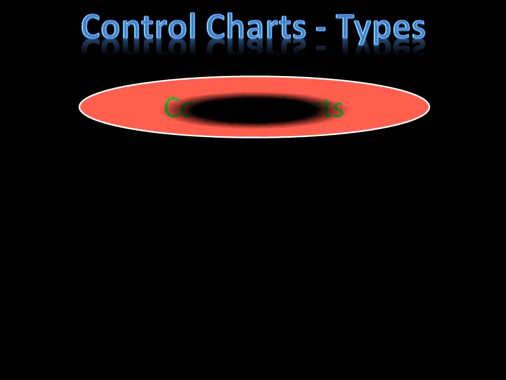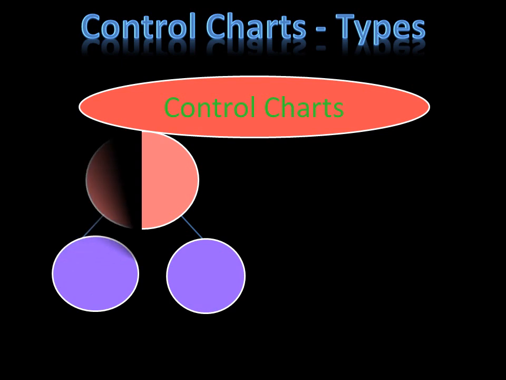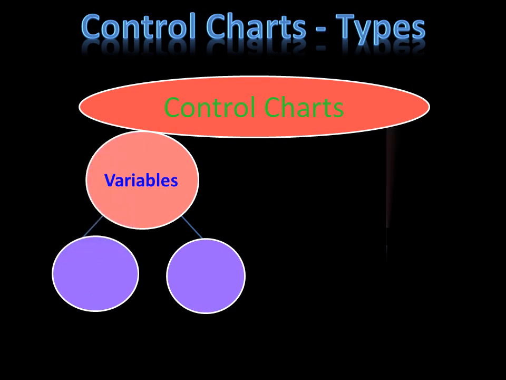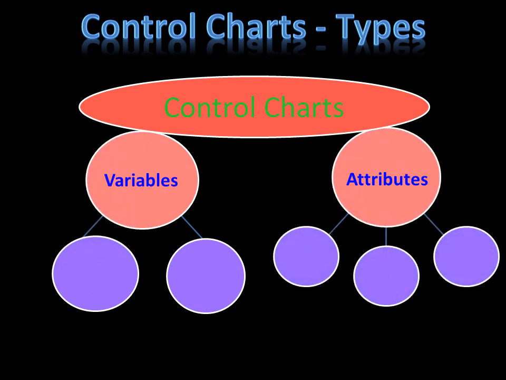Generally, there are two types of control charts. One is control charts based on variables and the other is control charts based on attributes. Further, we can use mean chart and range chart to draw control charts based on variables, and can use P chart, NP chart and C chart to draw control charts based on attributes. Let us see all these types of control charts in detail.